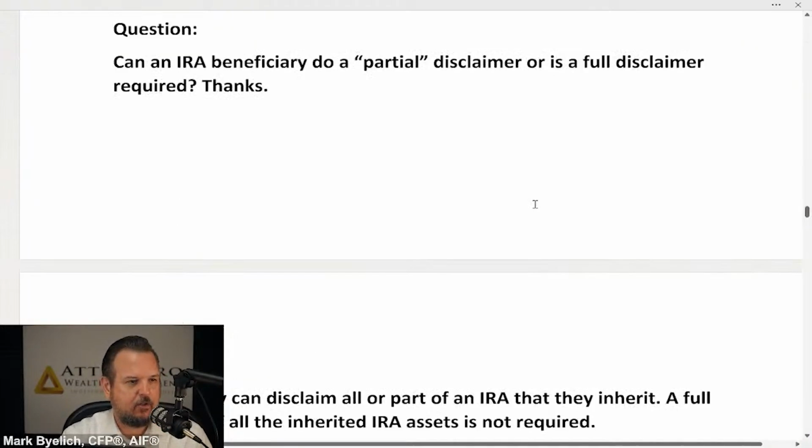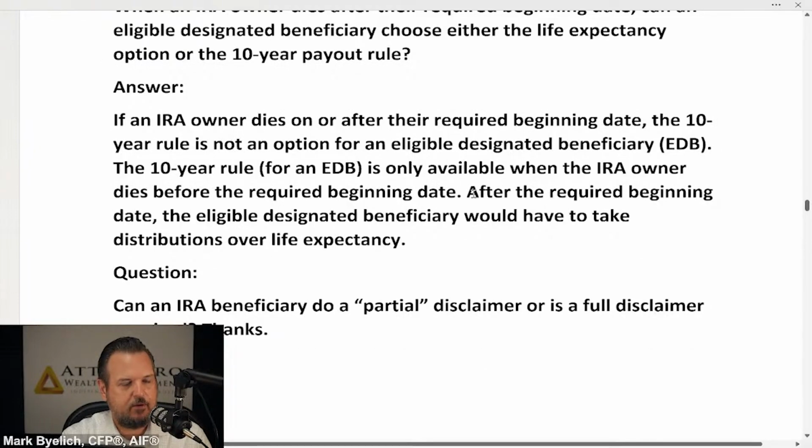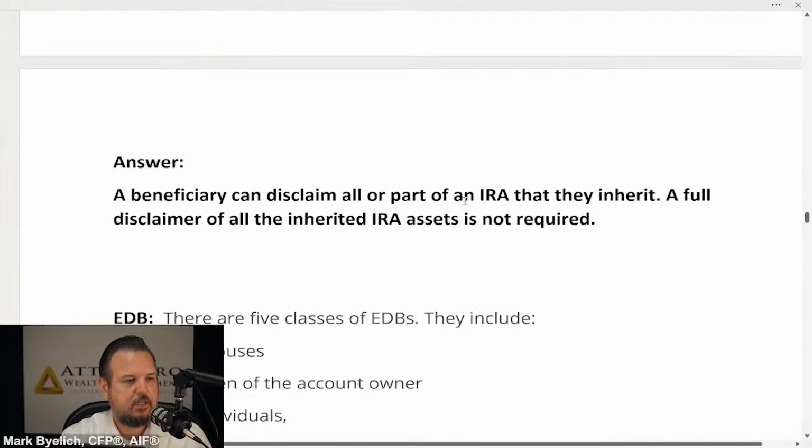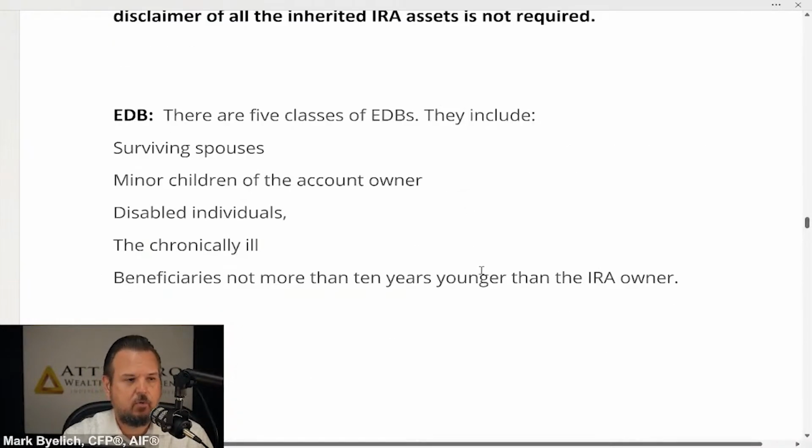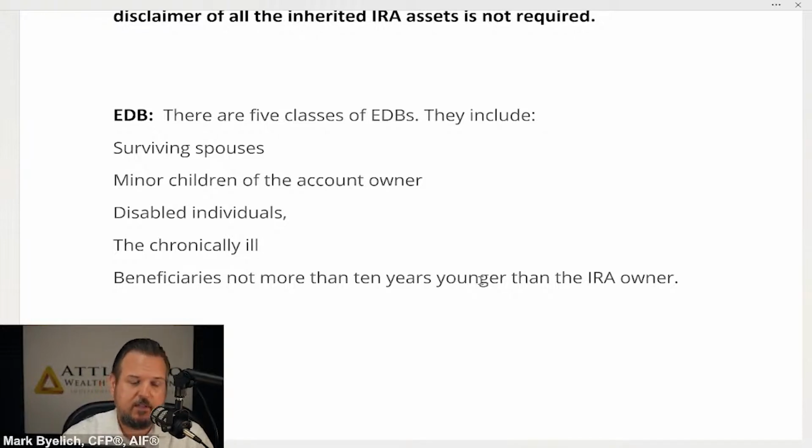So let's talk. We talked a lot about eligible designated beneficiaries in this question and answer. And let's list who they are. Remember, there are four classes of eligible designated beneficiaries. They include surviving spouses, minor children of the account owner, disabled individuals, so that follows the rules of disability by the Social Security Administration, the chronically ill, and beneficiaries not more than 10 years younger than the IRA owner. Fairly simple, but different rules for those folks.